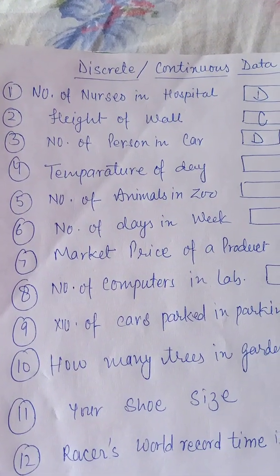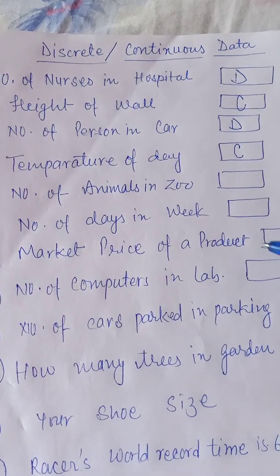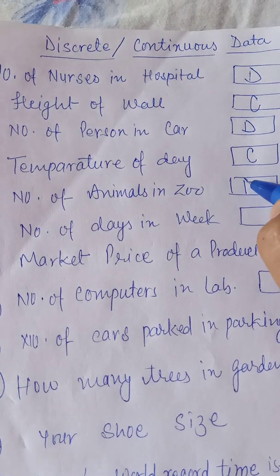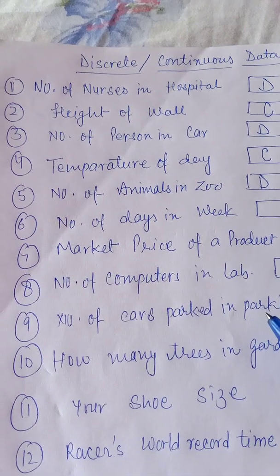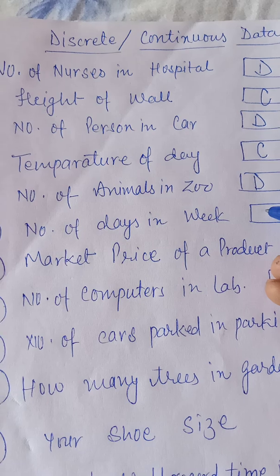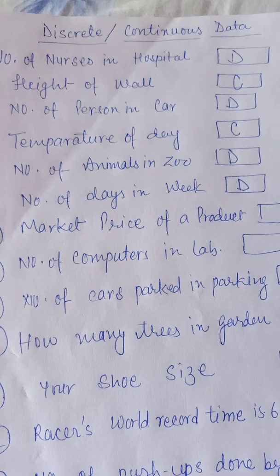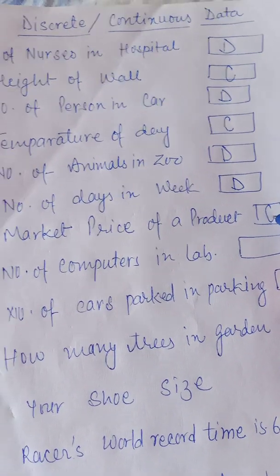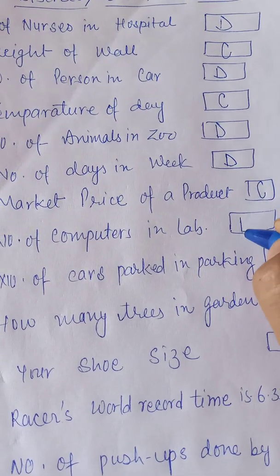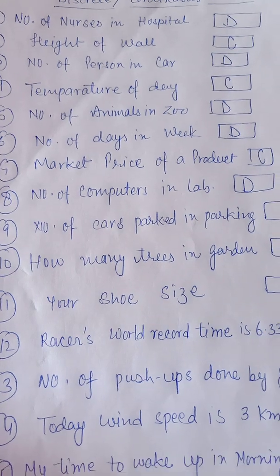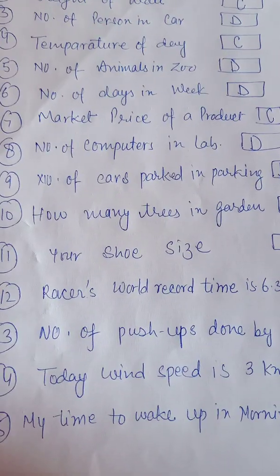Temperature of day. Continuous data. Number of animals in zoo. Discrete data. Counted and cannot be divided. Okay. Number of days in week. Yes. Discrete data. Market price of product. Continuous data. Number of computers in lab. Of course, discrete data. Number of cars parked in parking. Yes, can be categorized as discrete data.